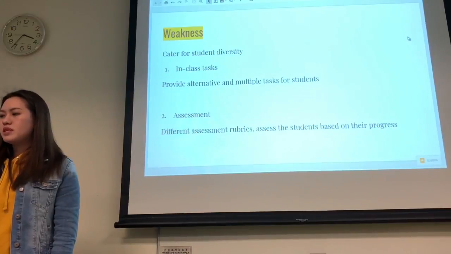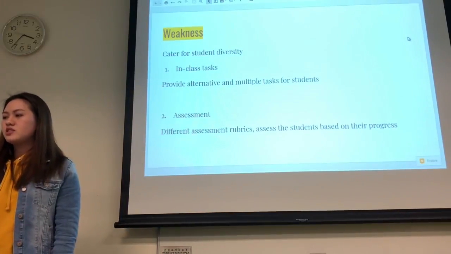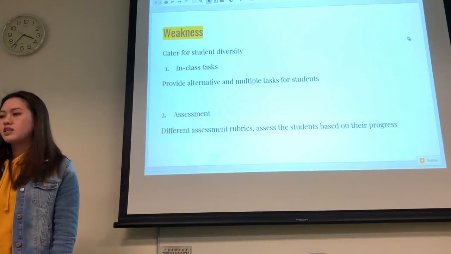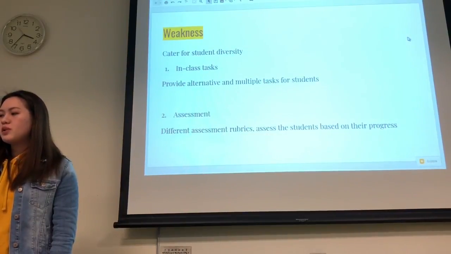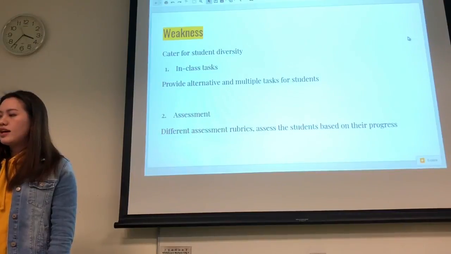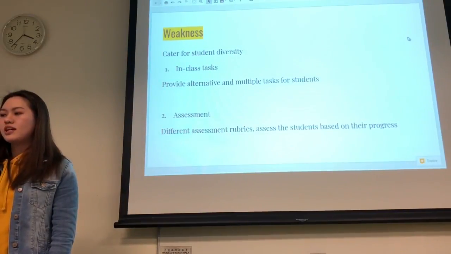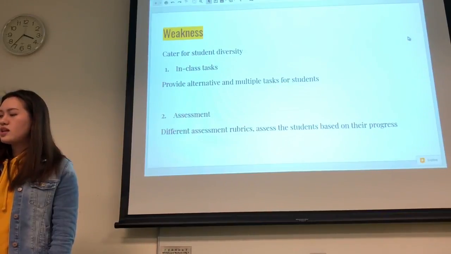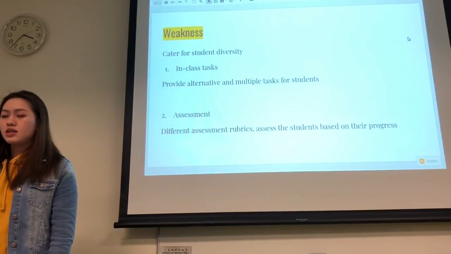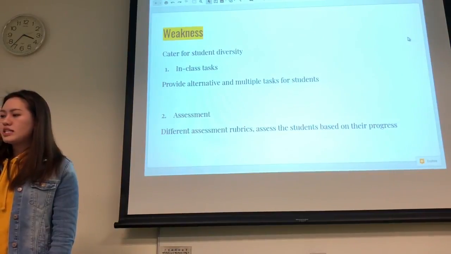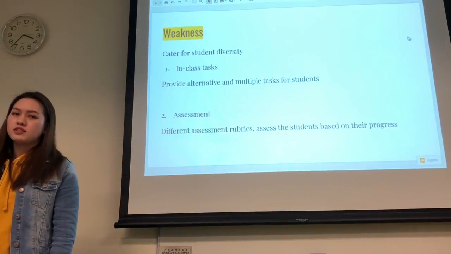In terms of improvement, I think more teaching strategies of catering for student diversity are needed. The teacher can provide alternative and multiple tasks for students, and the advanced students can choose the more challenging tasks, and the less able students can choose the ones that are suitable for them. The assessment rubrics should be used to assess their progress instead of their scores. It motivates the less able students to engage more in the class and makes the teaching more effective.